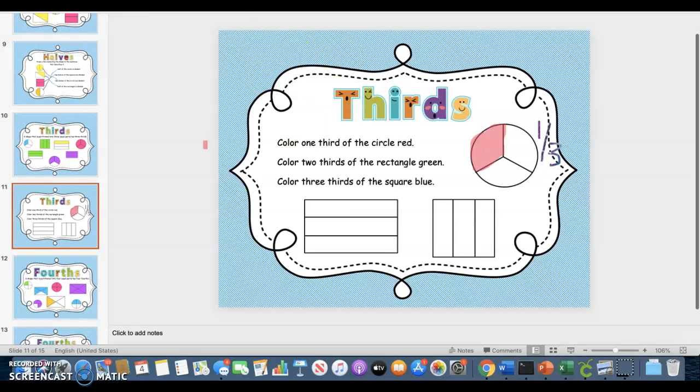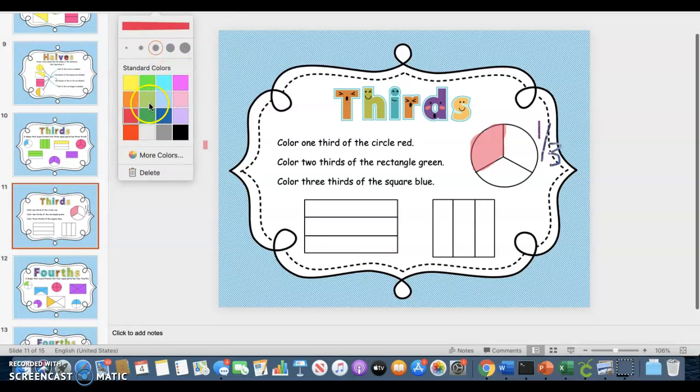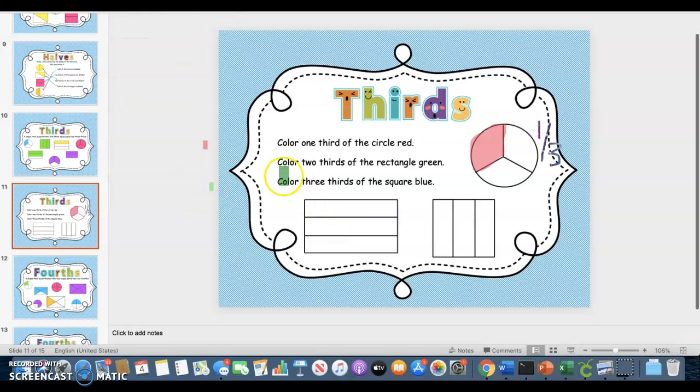Okay. Now it says color 2/3 of the rectangle green. So we need to find the rectangle. And how many thirds do we need to color green? 2/3. Yeah, 2. 1/3. Oops, not very neat. And 2/3.